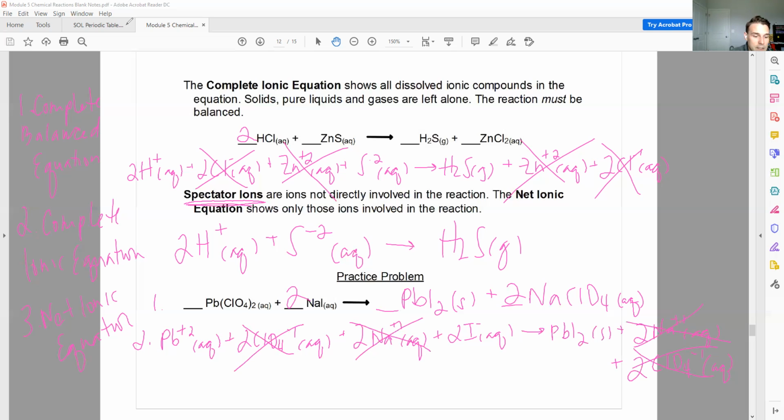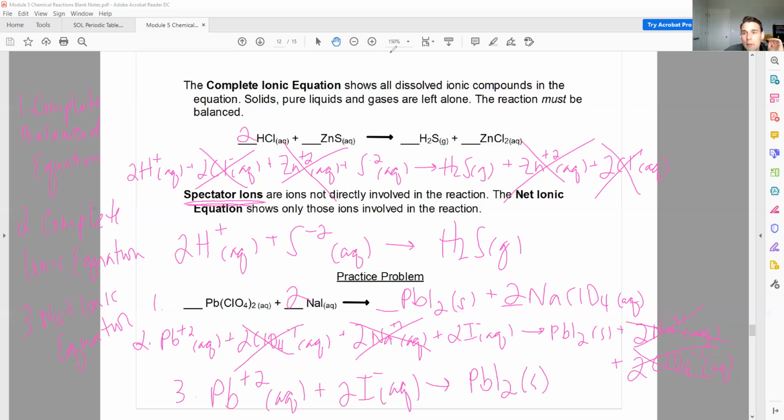What I have left is my step number 3, my net ionic equation. What is actually occurring, which you can actually see happening. Pb2+ aqueous plus 2 I- aqueous gives me PbI2 as a solid. And those are the 3 simple steps to doing a net ionic equation.